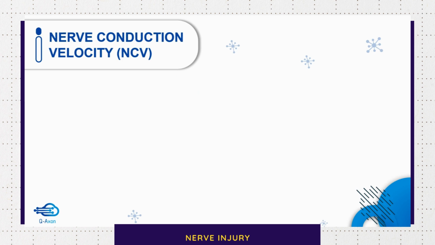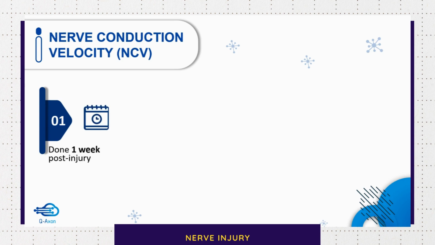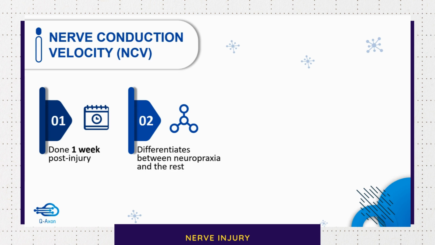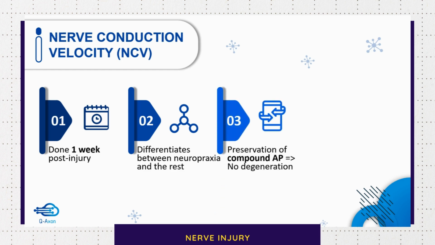On the other hand, the nerve conduction velocity test is done much earlier. It is done about 1 week after injury. Now, the main relevance of this test is to differentiate between functional nerve injury and structural nerve injury, between neuropraxia and the other types of nerve injury. So what we do in this test is we record a compound action potential from the injured nerve. So we know that a compound action potential is the recording from the whole nerve, not from individual nerve fibers. So it represents the summated action potentials of the entire nerve.